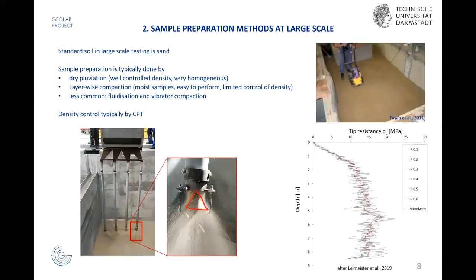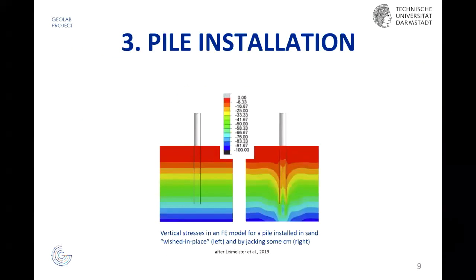So this is not in our pit, this is in another pit, like I said, with the layer-wise compaction. Sometimes, and I saw that Zachert, for example, is doing that, they have fluidization, so they just put the material there, have it in a loose condition, and then they densify it with vibration. So typically, like I said, the control of your density is done by CPTs.